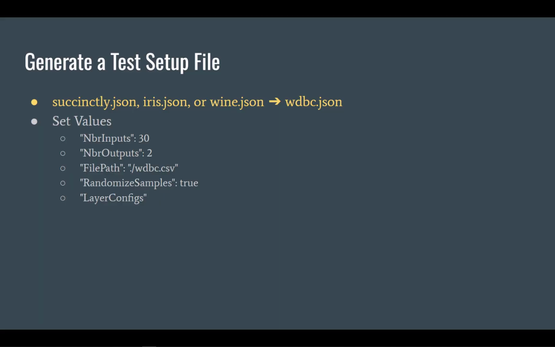The next step in the exercise is to create the test setup file. I would recommend that you copy the test setup file from one of the file samples type datasets, such as the Succinctly, Iris, or Wine dataset, and rename the file to wdbc.json. These are the values in the test setup file that must be changed to match with the dataset. In particular, note that you have to change the number of outputs value in two places, one with the last layer configuration and the other with the file samples generator definition.